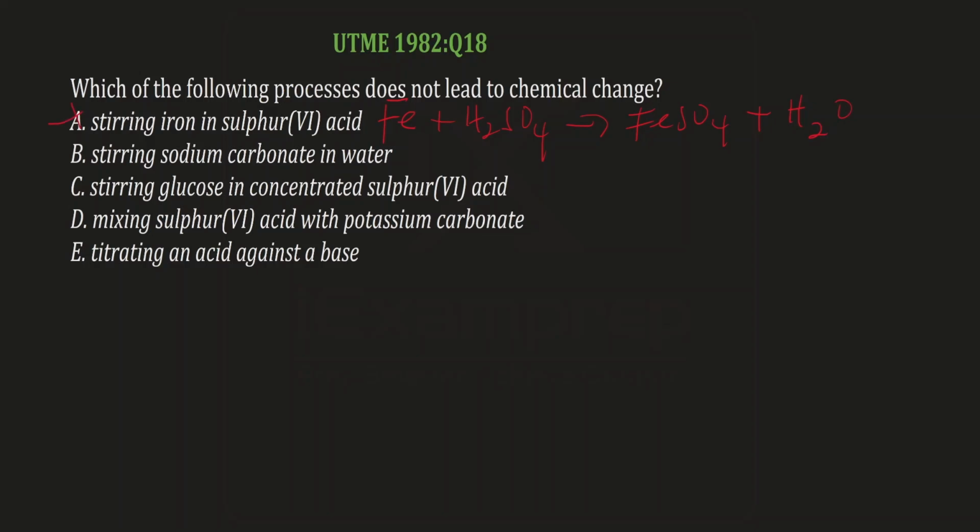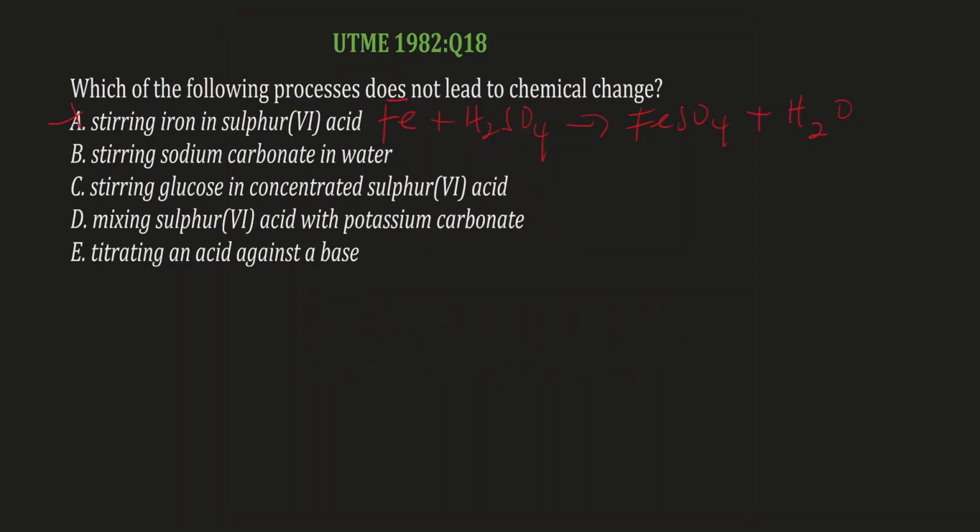B is stirring sodium carbonate in water. All right. So if you put sodium carbonate in water, we are just going to have a solution of sodium carbonate. So sodium carbonate is soluble in water. This does not lead to a chemical change. So we'll leave B.